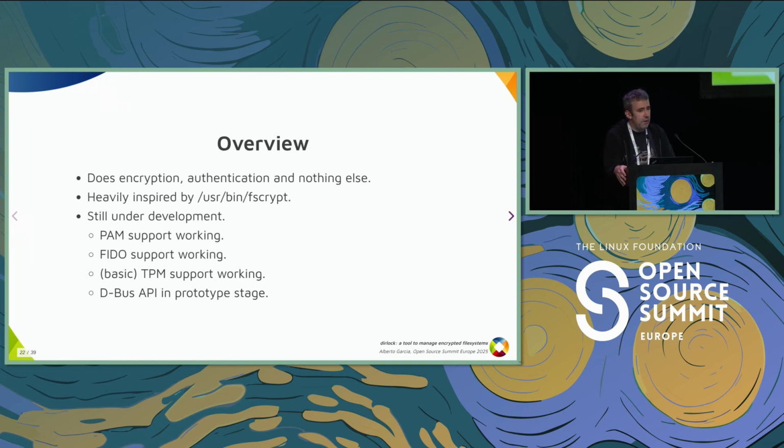And the tool is under development. It still is not in production state yet, but it's usable and people are already testing it. PAM support is working. FIDO support is working. There's some basic TPM support working. The way we use TPM is what I said earlier last year. We are going to use this in a machine that has only a touch screen. We are expecting users to have very low entropy passwords. So the TPM offers an anti-hammering mechanism that prevents brute force attacks. So that's the first reason why we're using the TPM. And then we have also the D-Bus API, although that's at the moment in prototype stage, so it's really not ready for general use yet.